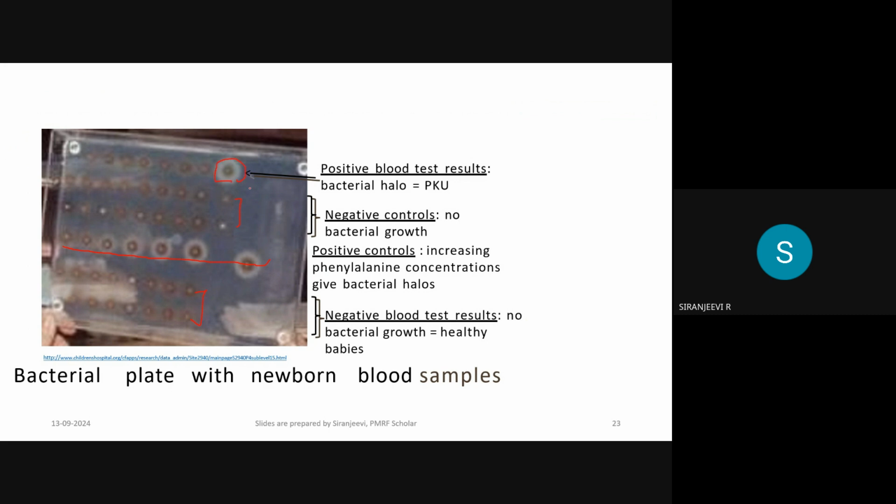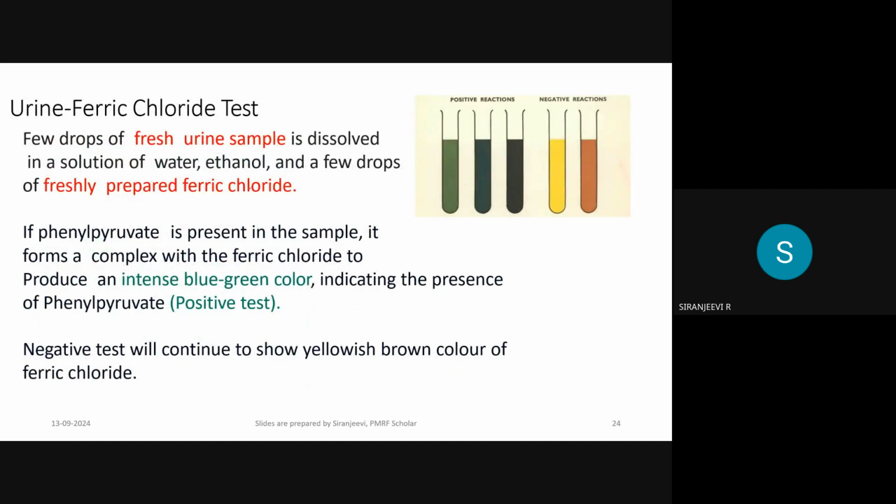There is another set of tests using the urine ferric chloride test, where we take a few drops of fresh urine sample, dissolved in a solution of water, ethanol, and a few drops of freshly prepared ferric chloride. Due to the presence of phenylpyruvate, this forms an intense blue-green color because it makes a complex with the ferric chloride, indicating the presence of phenylpyruvate. That is a positive test. It can be a green to blue color, whereas the negative test will show the yellowish brown color of ferric chloride. So these are two negative results, and these two are positive test results.